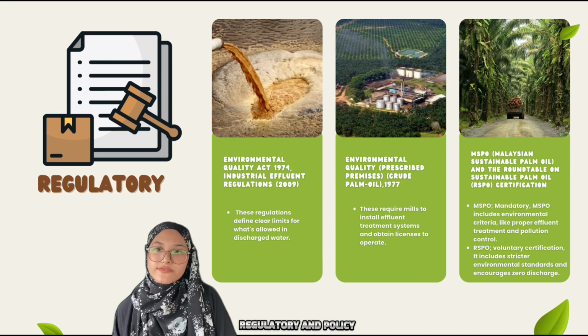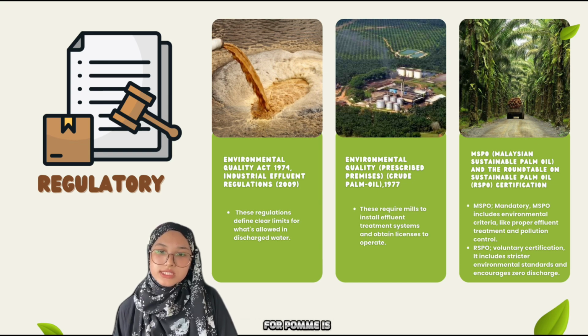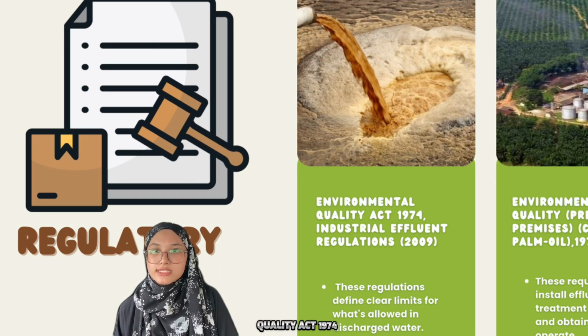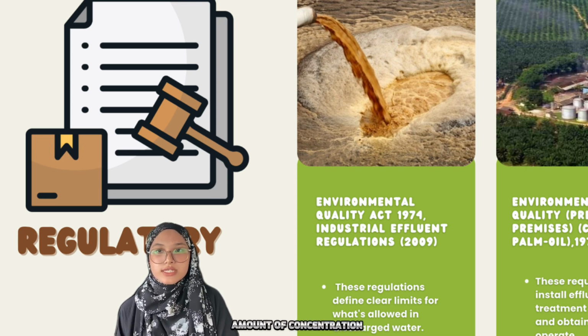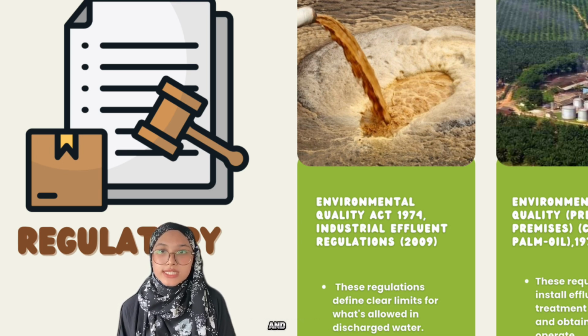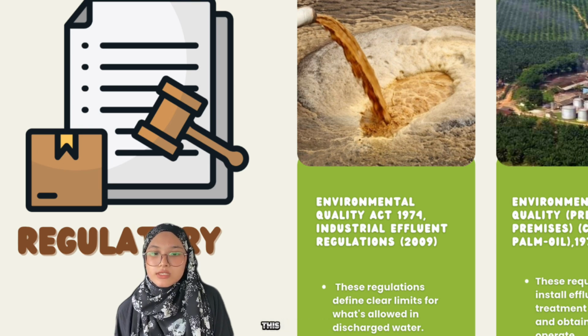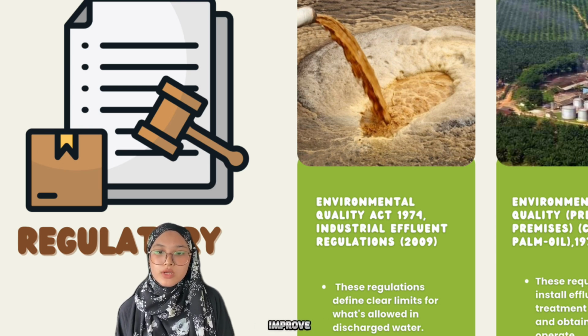The regulatory and policy frameworks that apply to POME are, number 1, the Environmental Quality Act 1974, Industrial Effluent Regulations 2009. It defines clear limits for what is allowed in discharged water. Only a certain concentration of parameters like COD, BOD and TSS can be discharged. This rule has pushed mills to improve, but more technical and financial support is needed for smaller operations.